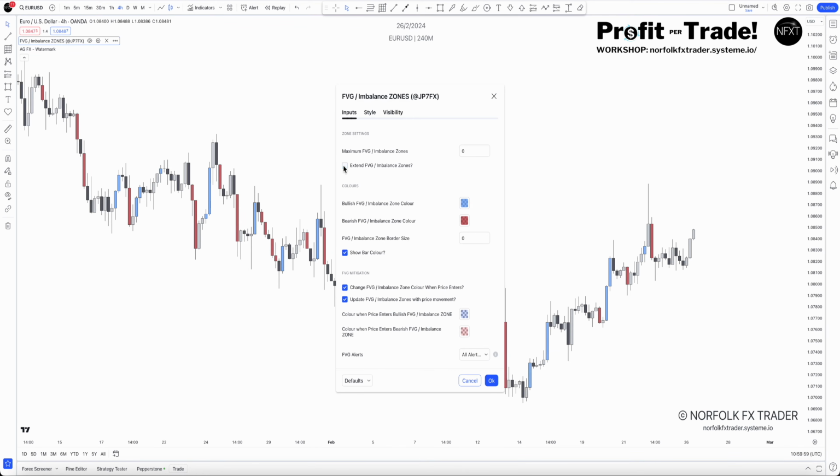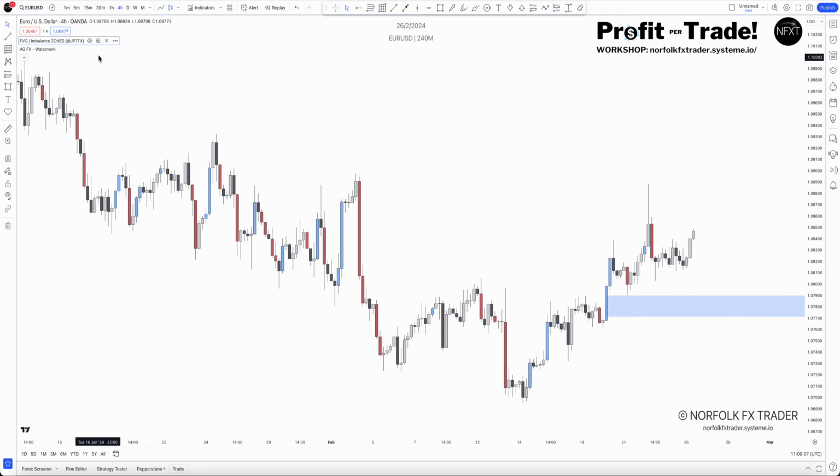Okay, so I don't actually need this on at all. You just turn this off. But if I was to set this to 2, you'll see that we should have some zones. I haven't actually got them marked.